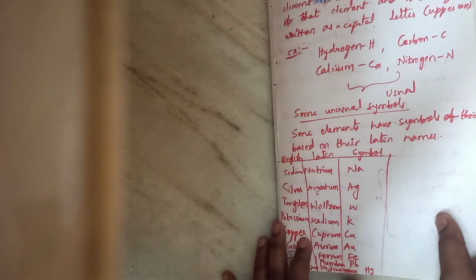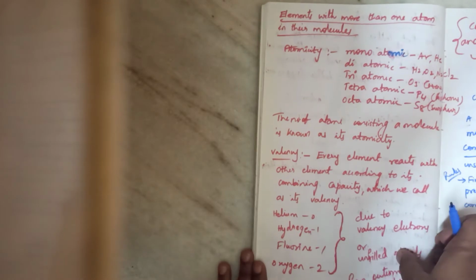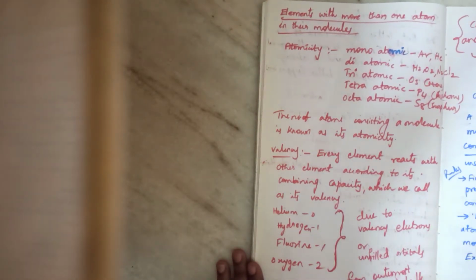So I think you got some idea on this. In the 9th class we have discussed this. Now, elements with more than one atom in their molecules: some elements are made up of a single atom, some of more than one atom. For example, hydrogen, oxygen, nitrogen, chlorine are all diatomic molecules. And some are monoatomic, argon and helium are examples, and carbon also is monoatomic.